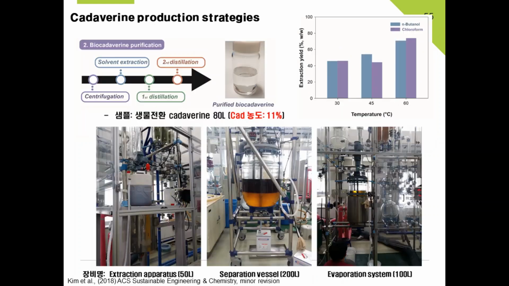Now, for purification, we found out that it's better to use chloroform because we got higher extraction yield. These are the extraction apparatus, separation vessel, and evaporation system that we used. This is a comparison of yield that we got for the upstream process and the downstream process, showing a very good yield of cadaverine using the process that we did.